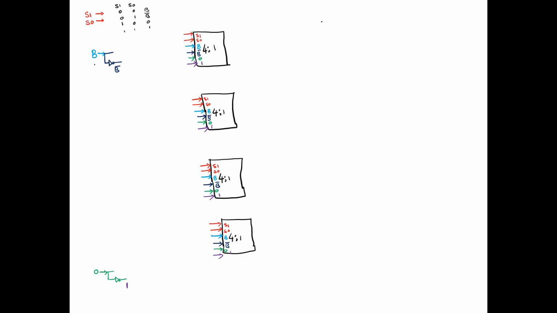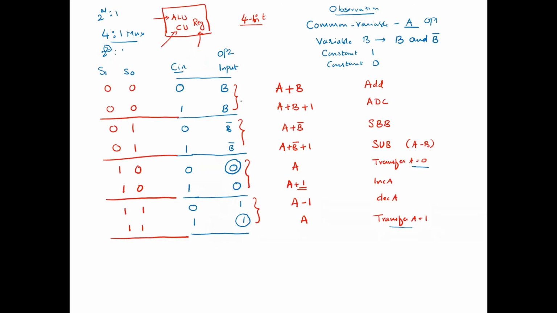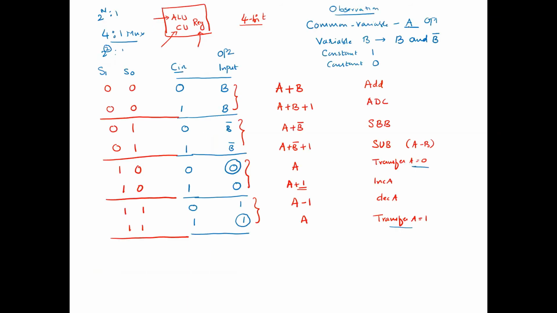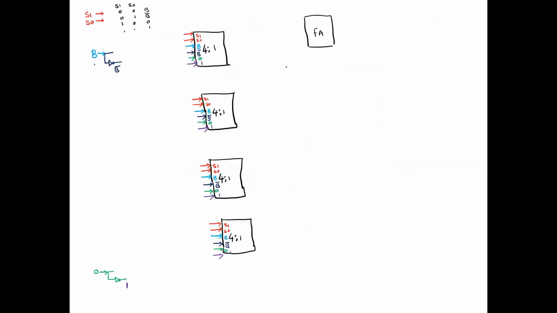Now next, what I need to do, look at the truth table. Once we select the input, either I need to do A plus B or A plus B plus 1. So this is the full adder. One of the inputs to the full adder is what? A, common. Okay. And then comes what? B. So what I do here, one of the inputs to this is A, and the other input comes from where? Right.